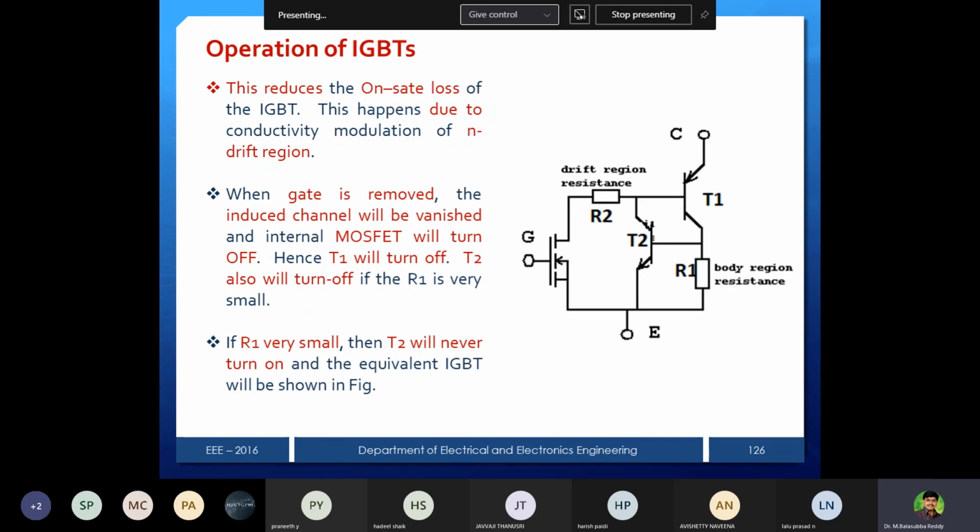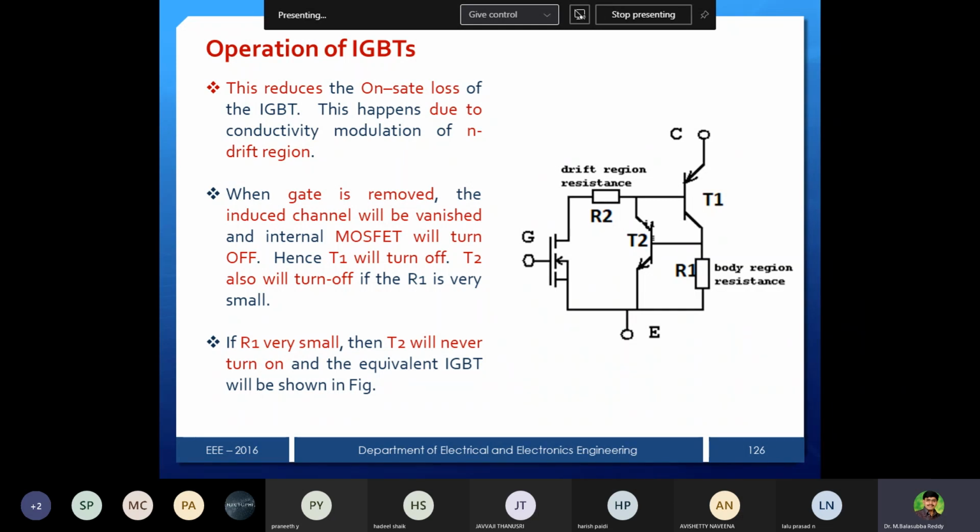This reduces the on-state loss of the IGBT, whereas in the case of the MOSFET, the n- drift region does not have many carriers, so the on-state losses are more. But because of this process, we are injecting more and more carriers into the layer. So automatically we can see that the drop is going to be reduced.